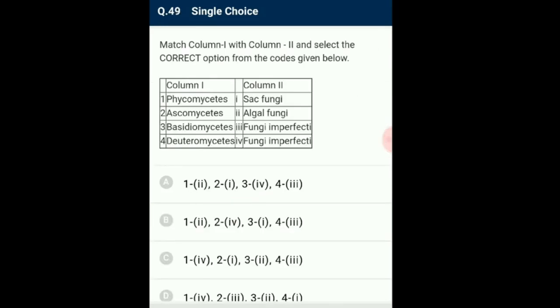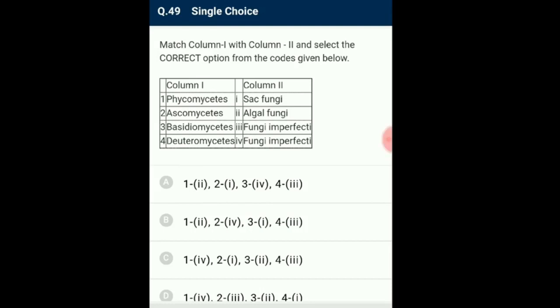Question number 49. Match column 1 with column 2. From column 1, Phycomycetes: fungi are showing wide diversity based on various features like spore formation and fruiting bodies. Fungi are categorized into Phycomycetes, Ascomycetes, Basidiomycetes, and Deuteromycetes. Phycomycetes are mainly found in aquatic habitats. They are algae-like fungal species that grow on decaying wood. Their mycelium is aseptate and coenocytic.